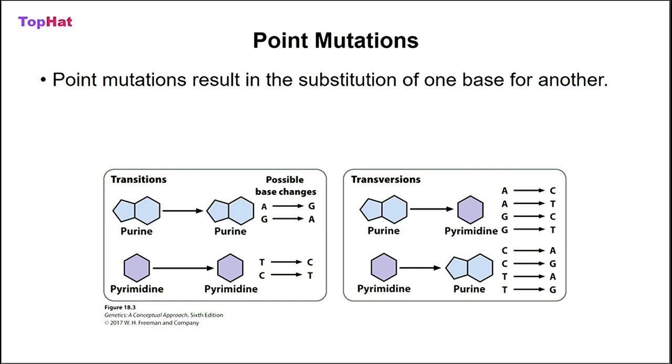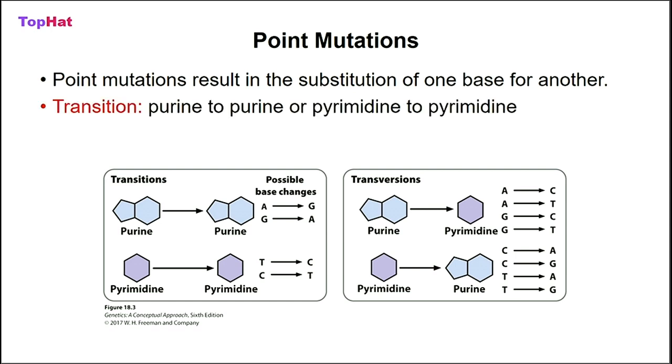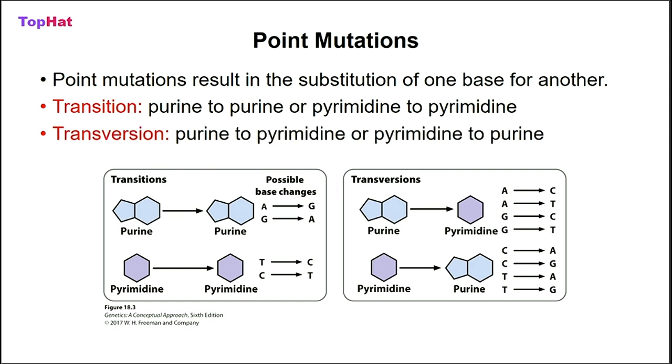A point mutation is the substitution of one base for another. There are 2 types of point mutations, a transition and a transversion. So remember I told you that you would need to know what's a purine and what's a pyrimidine. That would come back. Well, here it is, right? A purine to a purine is a transition. A purine to a pyrimidine is a transversion. A pyrimidine to a pyrimidine is a transition. A pyrimidine to a purine is a transversion, right?